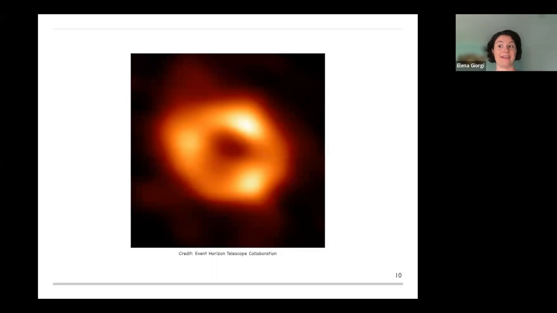And finally, just 2 months ago, the Event Horizon Telescope collaboration again released this image. So this happened really this past May. And this is the first image of the black hole in our own galaxy, which is Sagittarius A star. And just like the other image, the image of M87 in 2019, you can see that also this black hole has a really marvelous ring of light around it, which may seem surprising for something that's called the black hole. But we will come back to this later and see why and how is that.